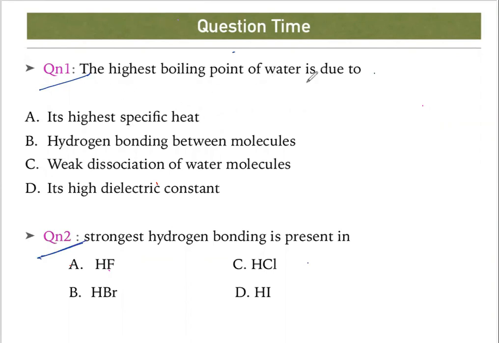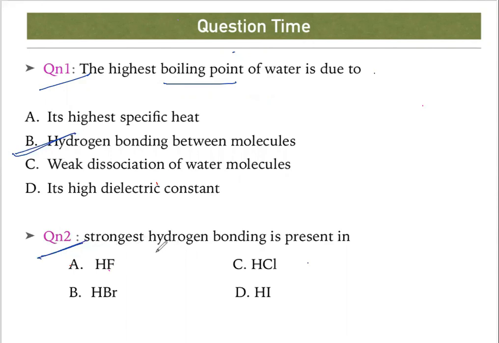The highest boiling point of water is due to: specific heat, no; hydrogen bonding, yes. The answer is B, hydrogen bonding. Weak dissociation of water molecule, this is also not correct. High dielectric constant, that's also not correct. The stronger the hydrogen bonding, the higher the boiling point. Okay, that's why water has a boiling point of 100 degrees Celsius.